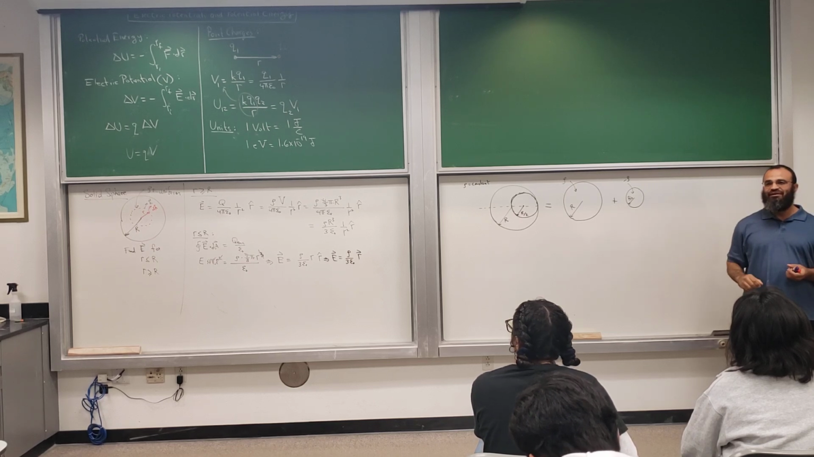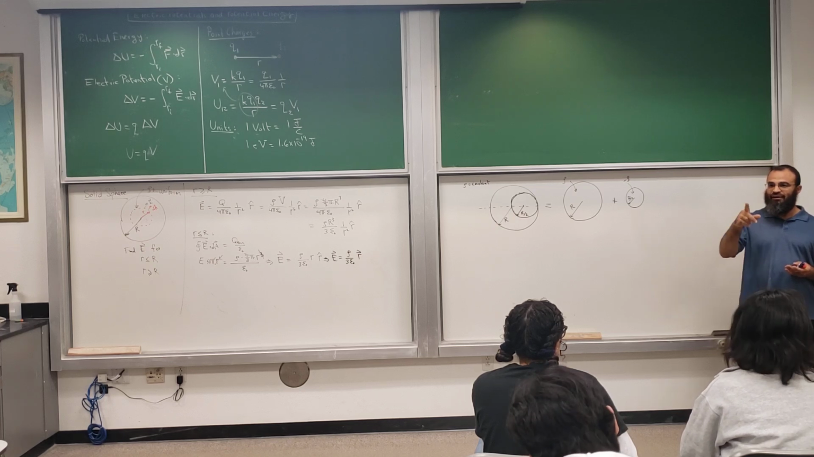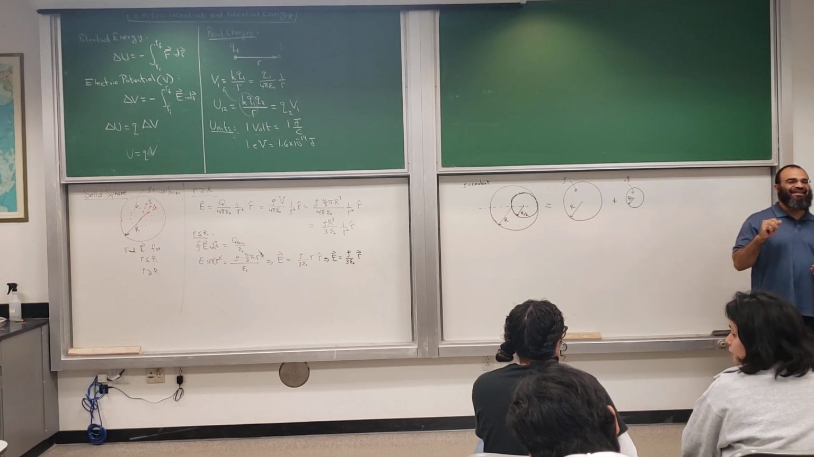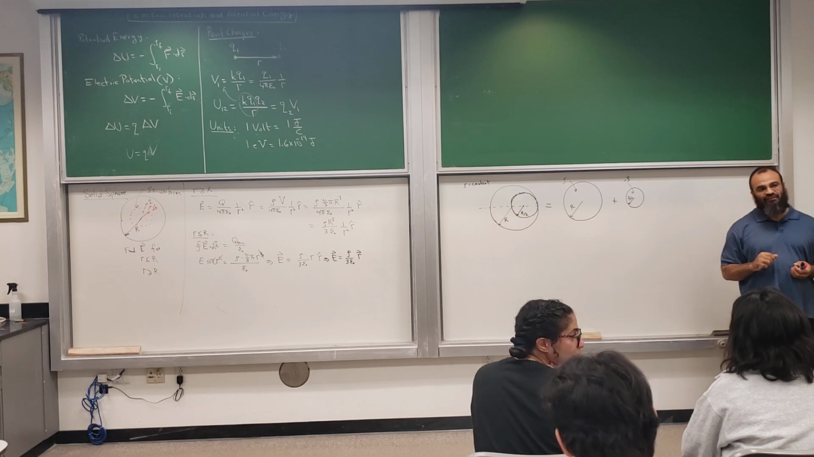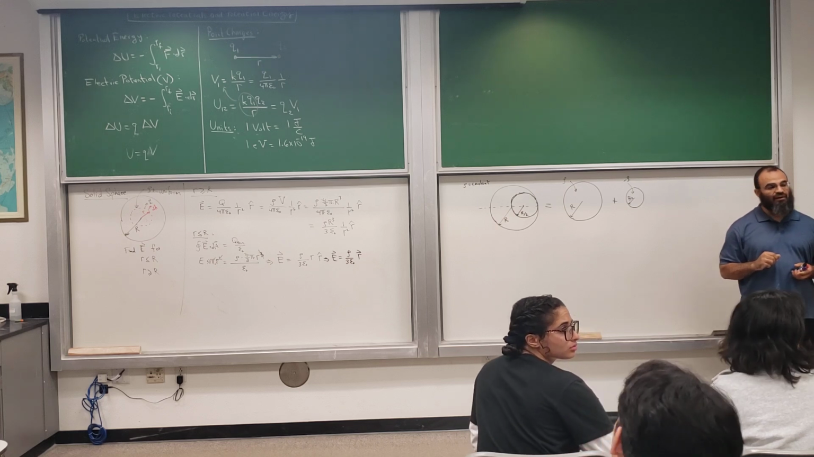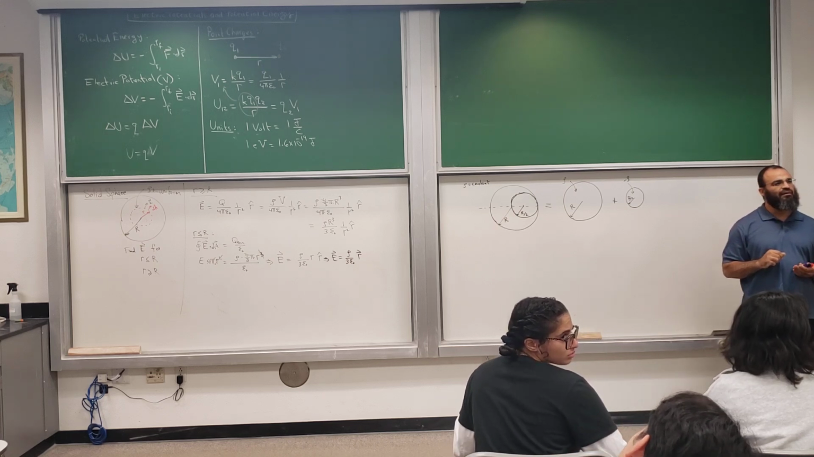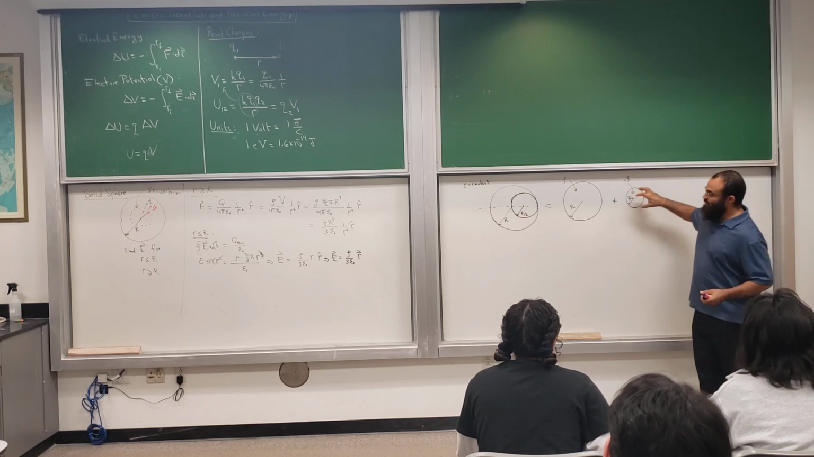Aren't we trying to find the fields inside the cavity? Why did we say that's the smaller sphere? Because the cavity has nothing inside it, right?